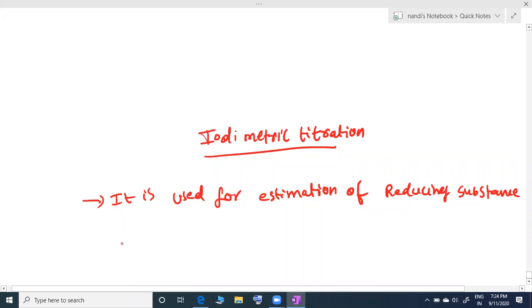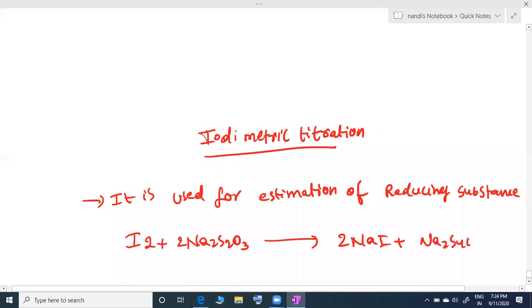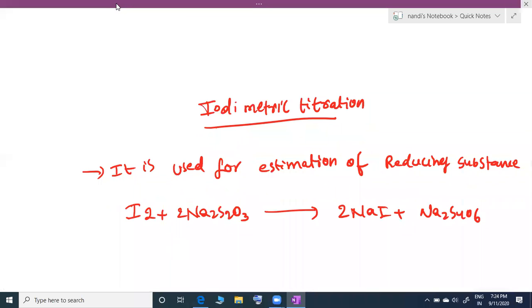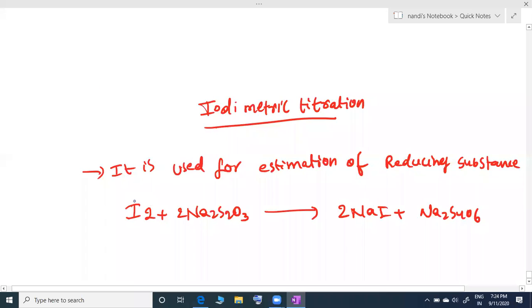So what is the reaction we are going to discuss here? I2 reacts with hypo solution, Na2S2O3, and is converted into 2 moles of NaI plus Na2S4O6. Here we need to observe one thing: n factors are also important. I2 has oxidation state 0, and here it is -1. So 0 to -1 means gaining of electrons, so we call it reduction.